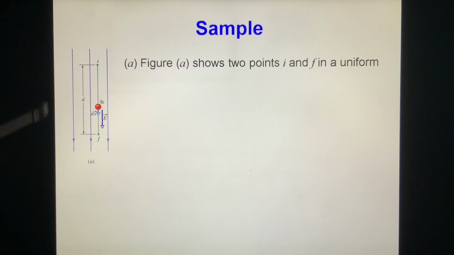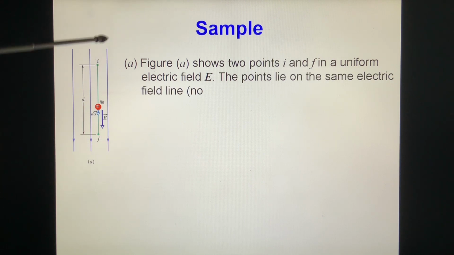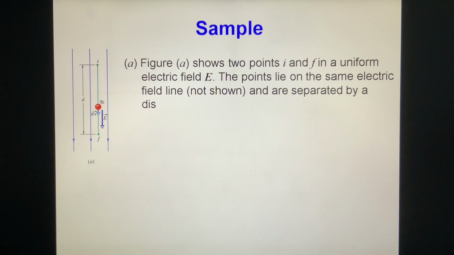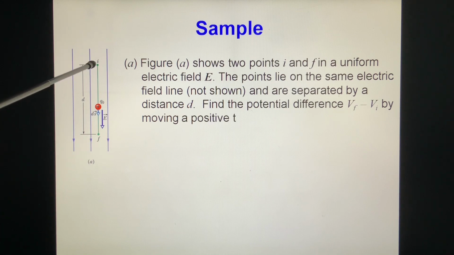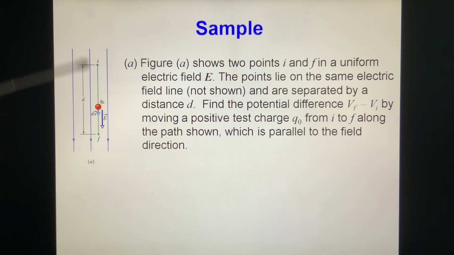Sample problem. Figure A shows two points, initial and final, in a uniform electric field. The electric field is going down. The points lie on the same electric field line, initial point to final point, and are separated by a distance d. Find the potential difference V final minus Vi by moving a positive test charge Q0 from i to f along the path, which is parallel to the field.